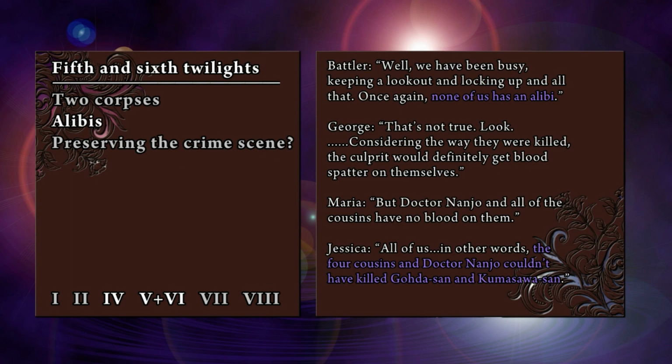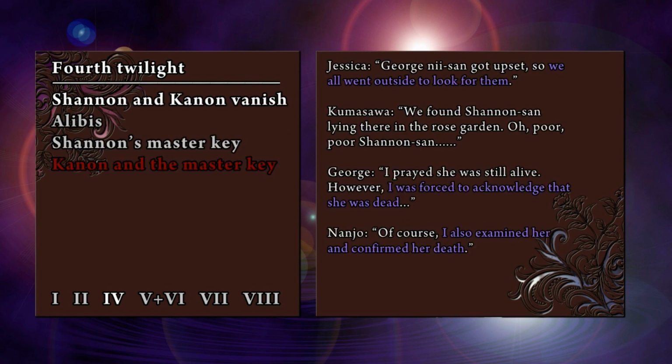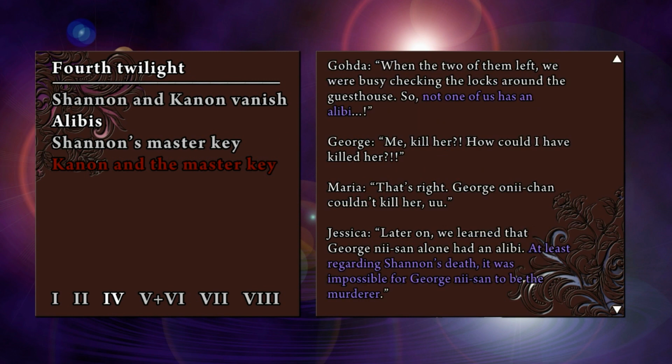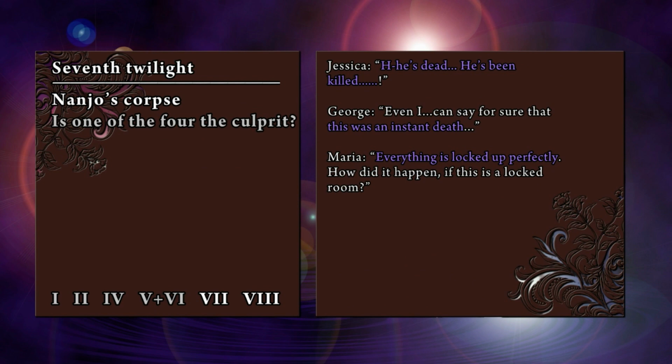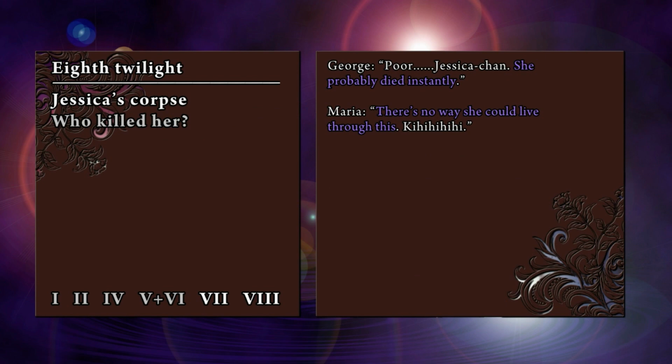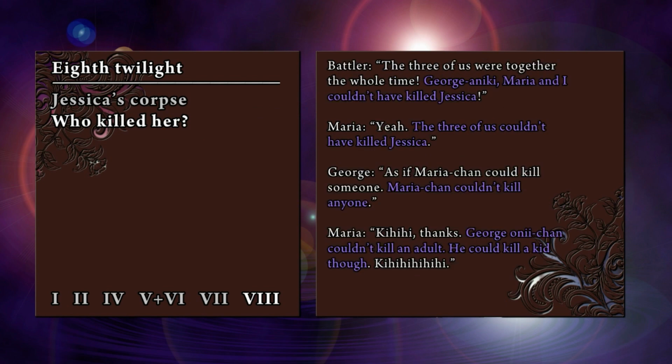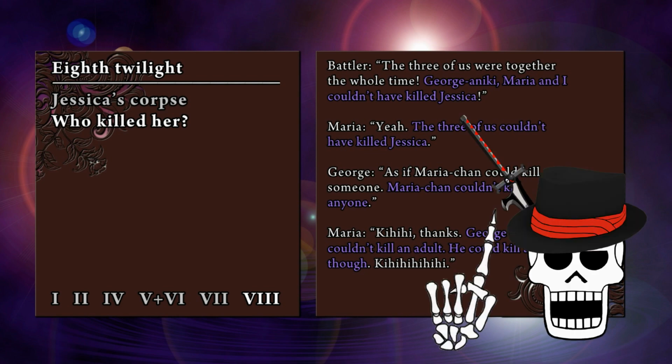Maria couldn't have killed Godan Kumasawa. Let's think of it this way. Let's see if Maria could kill somebody. Anyone could kill. Although it says Maria-chan couldn't kill anyone, I don't think that it's referring to Jessica specifically. It means anyone. So that would mean that Maria-chan couldn't kill anybody in the game. So that would make Maria a non-culprit.